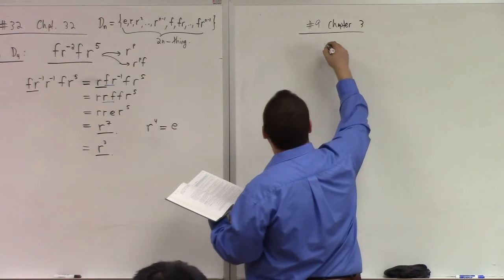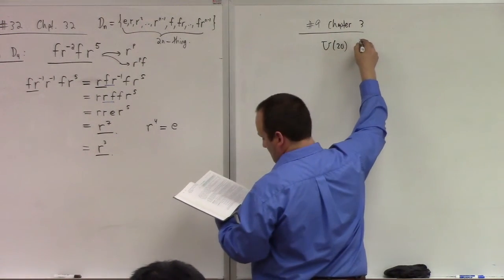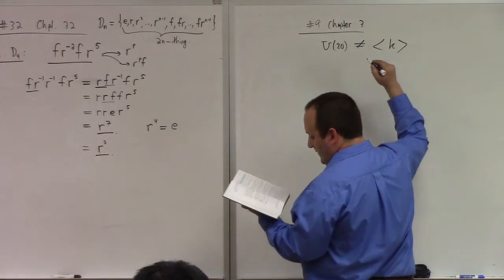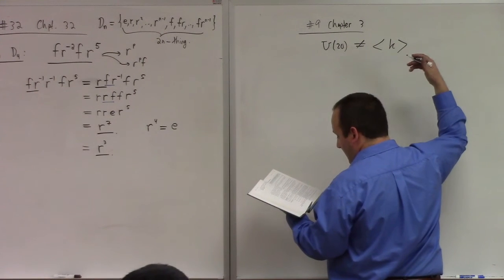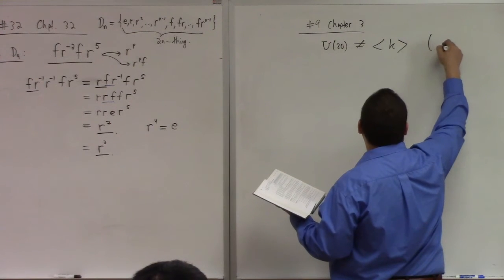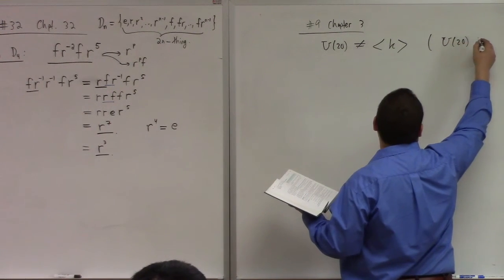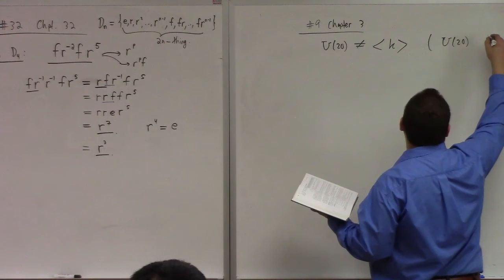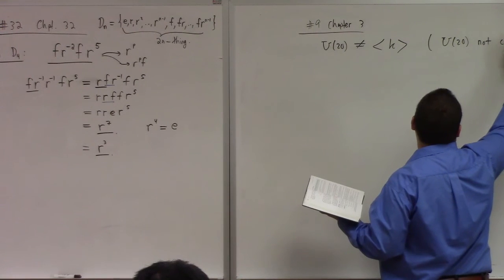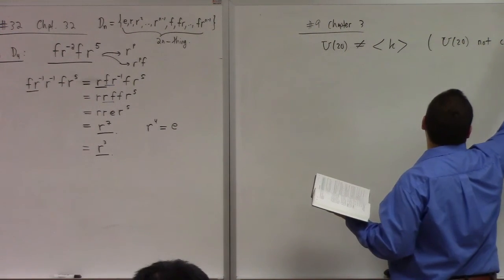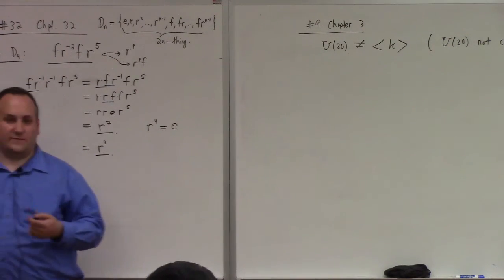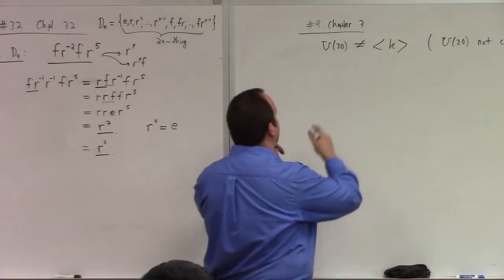So here we're asked to show that U20 is not equal to the cyclic subgroup generated by K for any K in U20. In other words, this means the group of units for Z20 is not cyclic. We're talking about cyclic groups more systematically Friday. So what is U20?